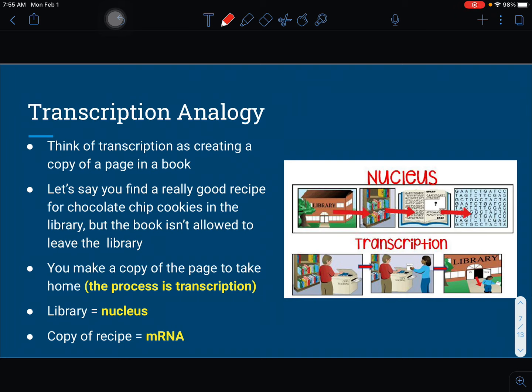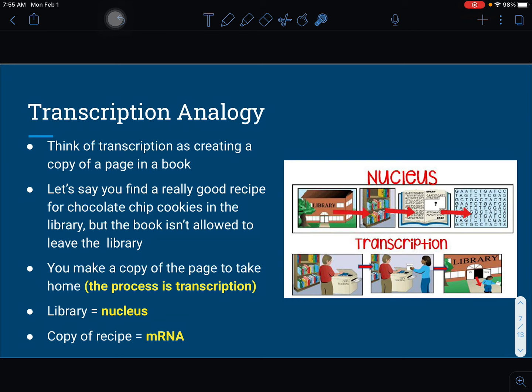So here's an analogy to hopefully help you remember transcription: think of transcription as the process of creating a copy of a page in a book. Let's say you are at the library and you find a really good recipe for chocolate chip cookies. But for some reason, the librarian is saying you can't take that book out of the library. It's special. You can look at it, you can view it, but you can't remove it. It's on reserve and you can't take it out. So how would you make those cookies at home? Well, you'd have to make a copy.